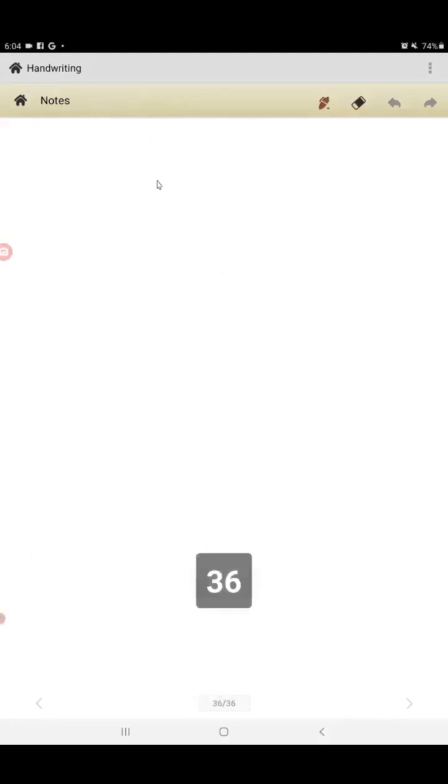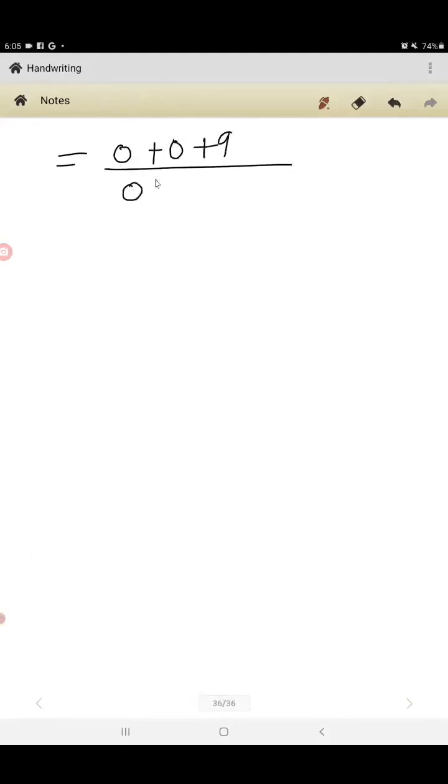So for writing this, it will be 0 plus 9 all over 0 minus 0 plus 15, which is equal to 9 over 15. So that is all. Let's also have another example.